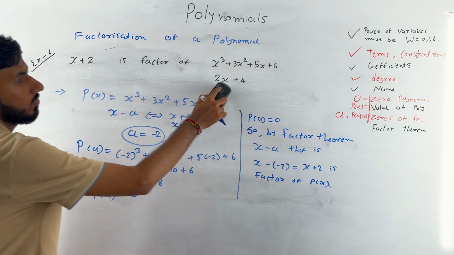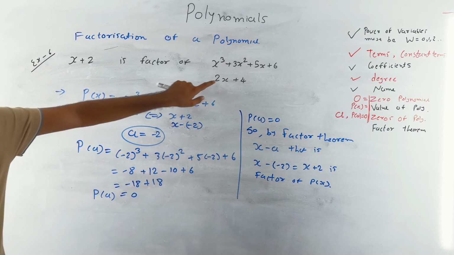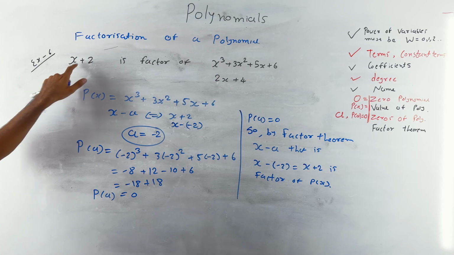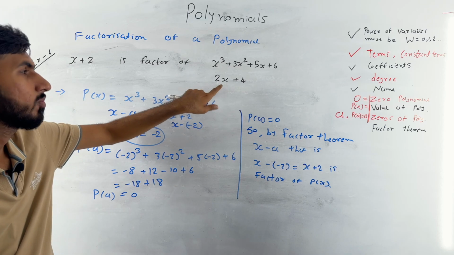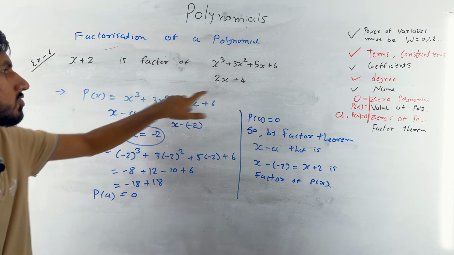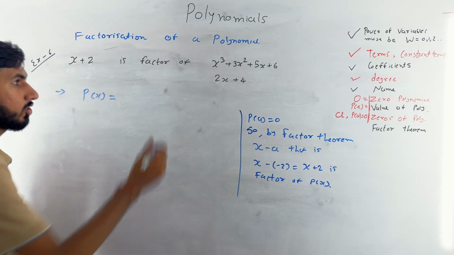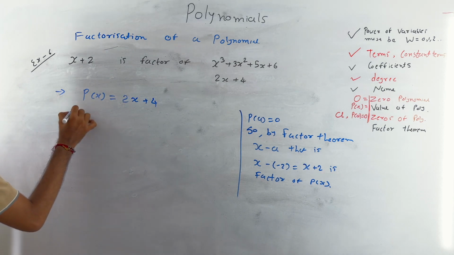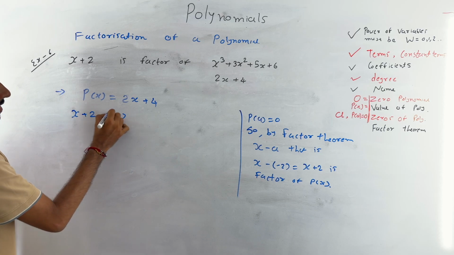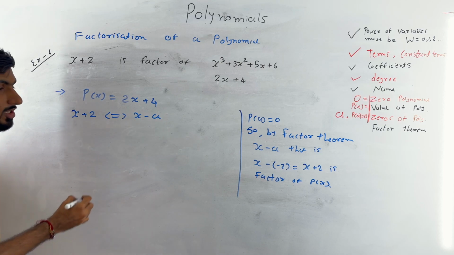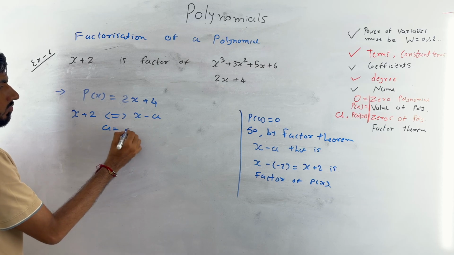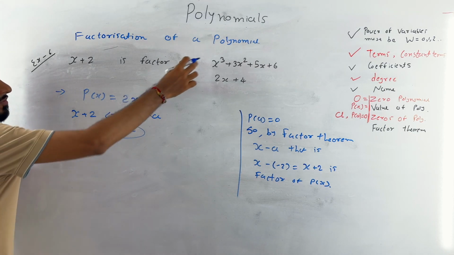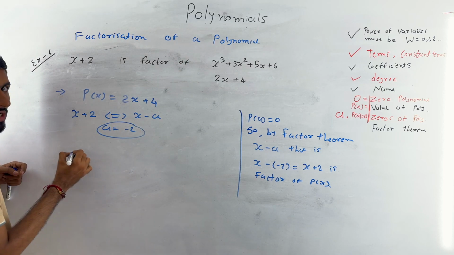Very easy. Now we will check for 2x plus 4. If you see it properly, you can say that if you multiply this by 2, you get 2x plus 4. So by visualizing also you can say that x plus 2 is a factor of 2x plus 4. Now my P of x is 2x plus 4, right? So I have x plus 2. By comparing x plus 2 with x minus a, I get a is equal to minus 2.